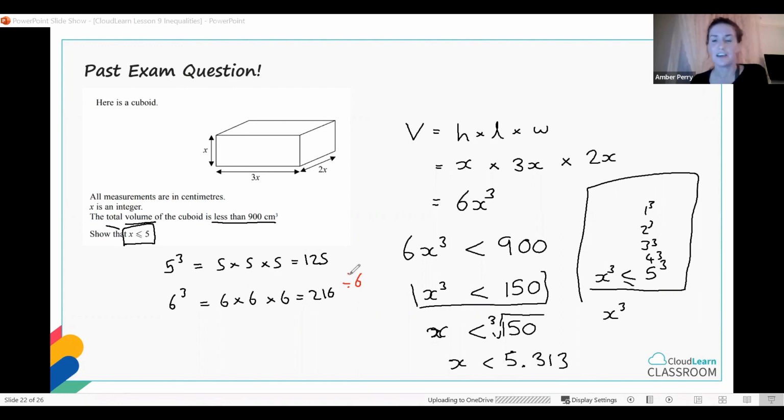And so x cannot be 5.313 because x is an integer and an integer is a whole number. So the largest whole number below 5.313 is 5. That means it could actually be any whole number that's below this. So it could be 1, 2, 3, 4, or 5. Okay. So hopefully that makes sense.